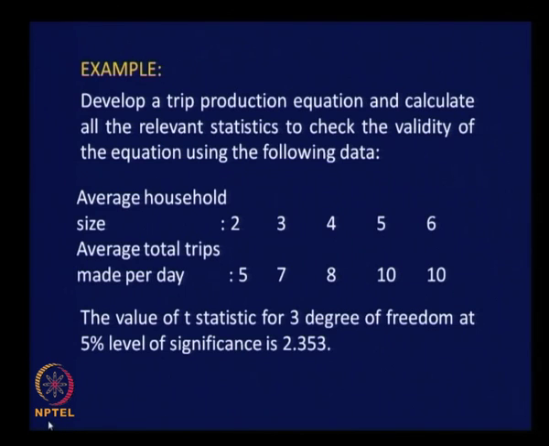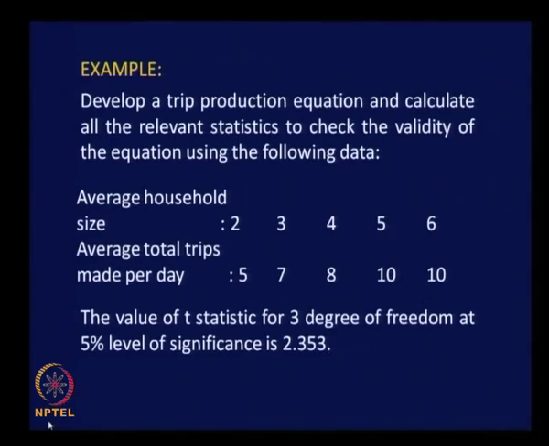Let us try to work out the required statistics first and then go for getting the regression equation. Of course, another information available here is the value of t statistic for 3 degrees of freedom at 5% level of significance, which is 2.353. This information is required because finally, to get the statistical validity of any regression coefficient, we will be comparing the table value of t with the actual calculated value. Here the table value is given as 2.353 at 5% level of significance.